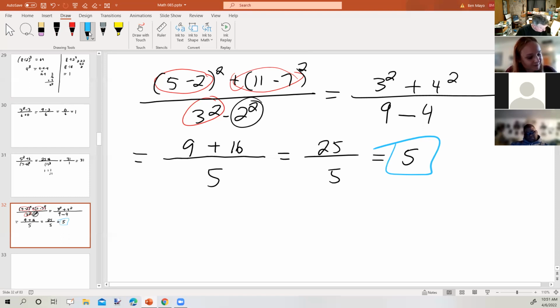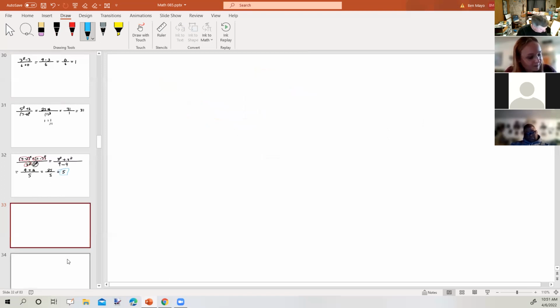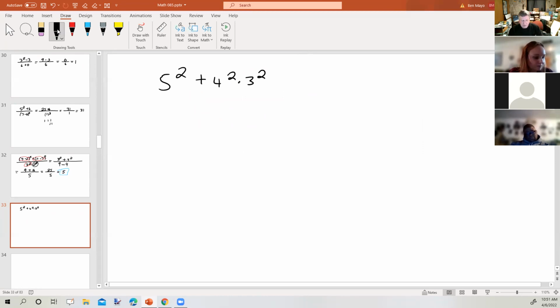Let's take a look at, let's see, let's do this one. 5 squared plus 4 squared times 3 squared. We've got exponents, we've got addition, we've got multiplication. Exponents are first. 5 squared is 25 plus 4 squared is 16 times 3 squared is 9. Then we do multiplication before addition.